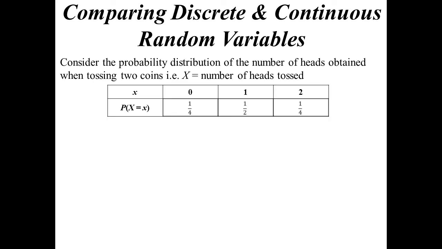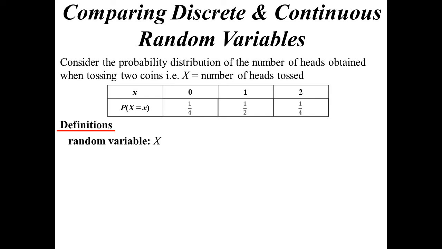Yesterday we recapped discrete random variables. We're now interested in looking at the continuous ones, and what's the difference? Let's compare the two. So this one is of course discrete, the probability distribution, number of heads obtained when you toss two coins. So possible outcomes 0, 1 and 2, probability of each a quarter, a half and a quarter.